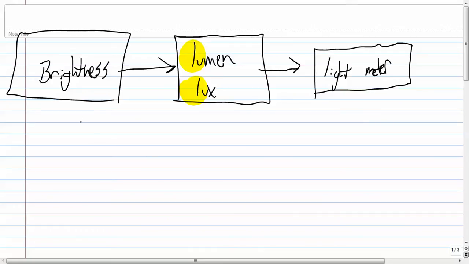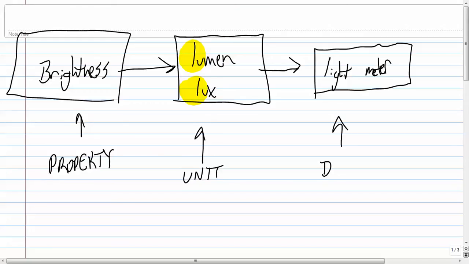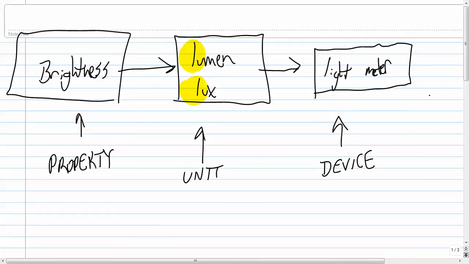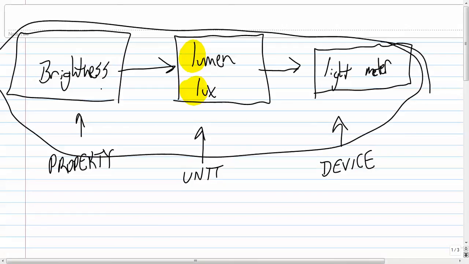What we've got then is some kind of a characteristic, or we'll use the word property, and we'll have some sort of a unit that it's measured in, and we'll have some sort of a device. So before I hit 7 minutes here, let me encourage you to go into Moodle, and inside the measurement unit I put a sheet called Measurement Info Sheet, and it looks just like this, except there's a lot more stuff on it. I put a few more words on there. Alright, so there you go.